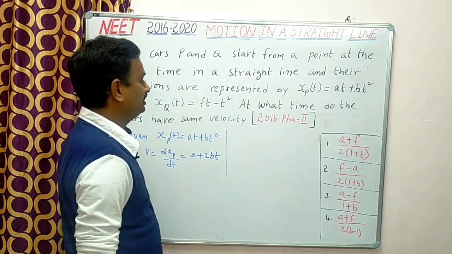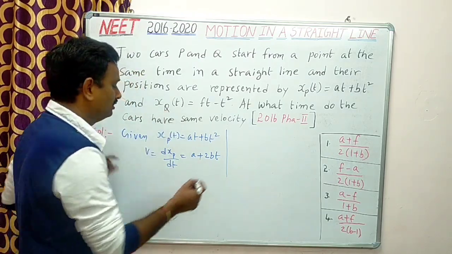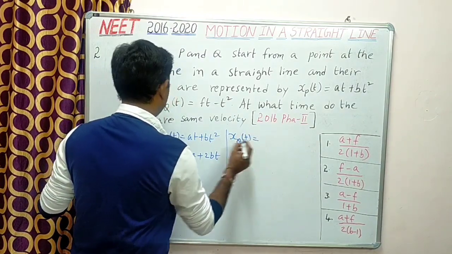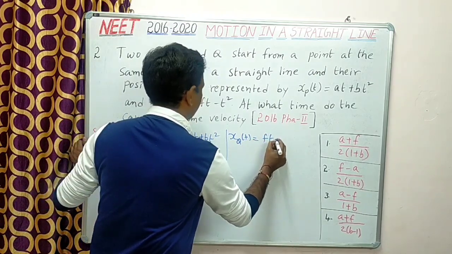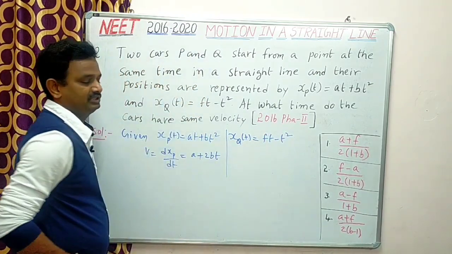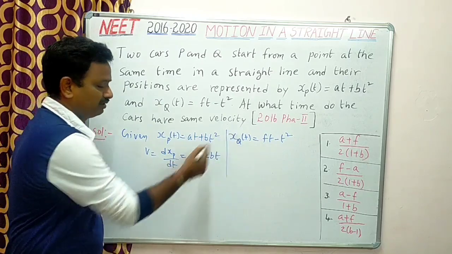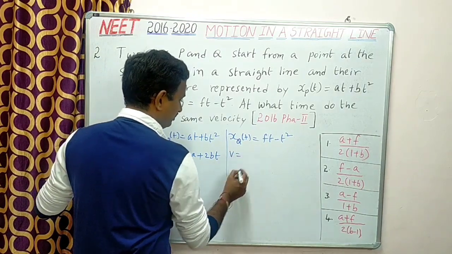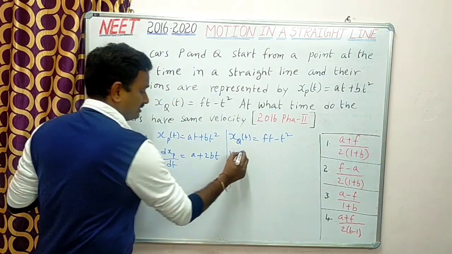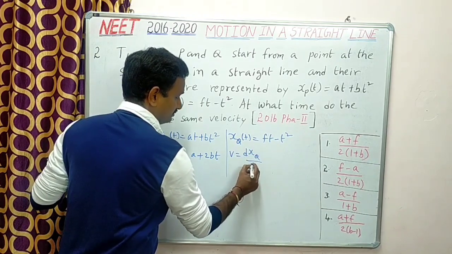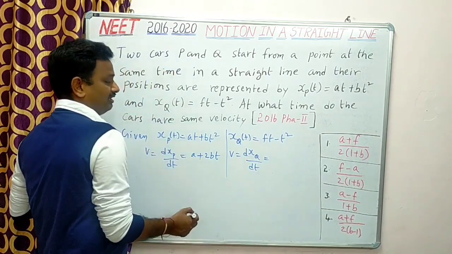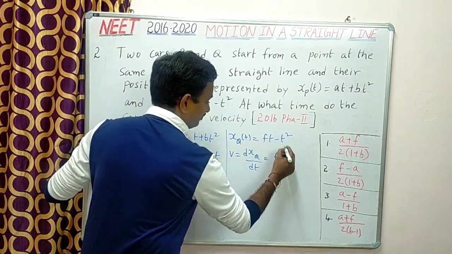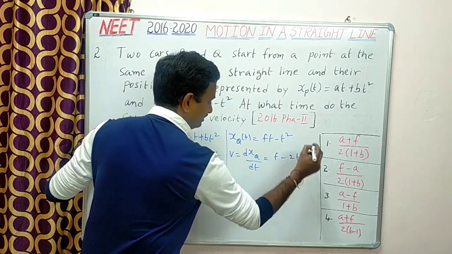Okay. Now for position at Q, that is x Q is equal to ft minus t square. So the position at Q we wrote here. Now I will find the velocity there, that is v equal to the derivative of x with respect to time. So what will I get? I will get the derivative of ft, that is f, and the derivative of t square, that is 2t.